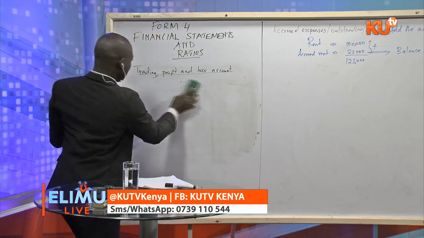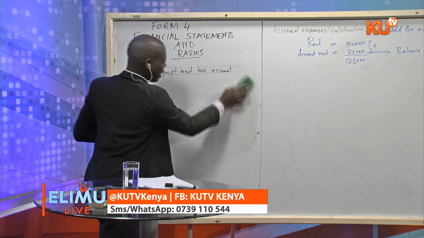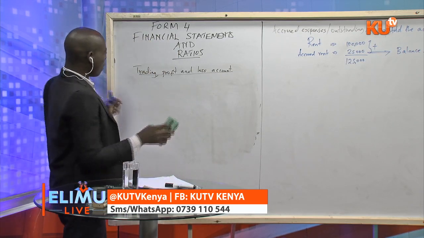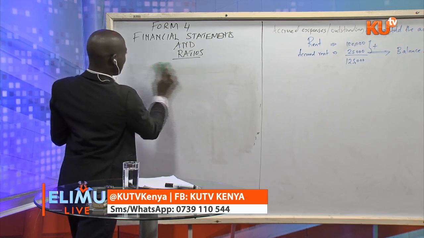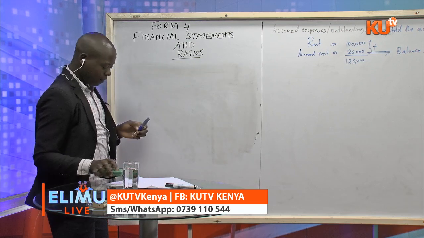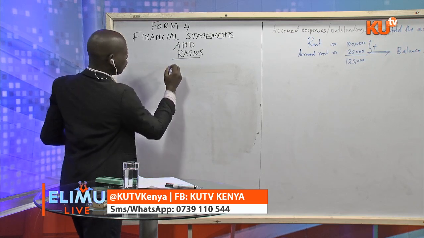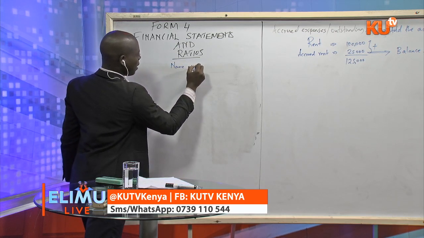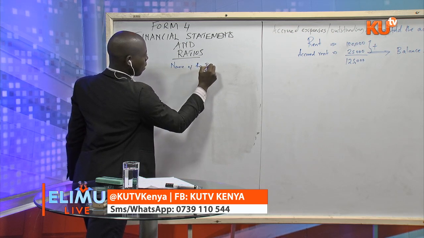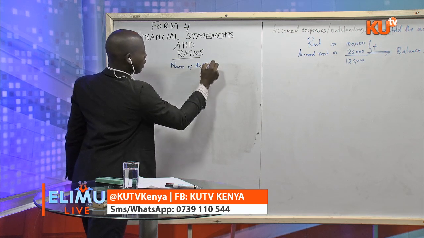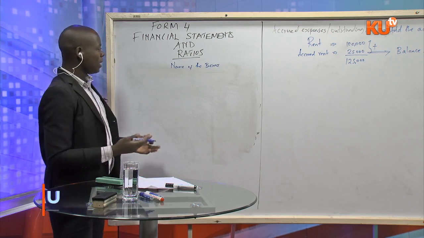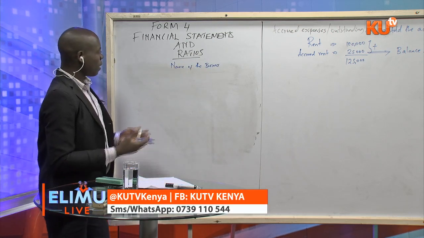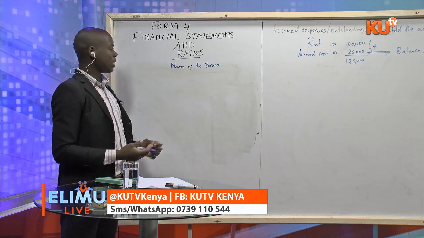Therefore, our students, let's see what this trading profit and loss account is. How does it appear? The format of the trading profit and loss account is very simple. What we need to know, first thing, is we indicate the name of the business. Maybe this is James and James Limited. The name will be James and James Limited. If you had, for example, Makindu Traders, you write Makindu Traders.